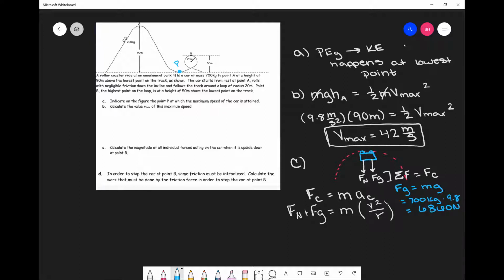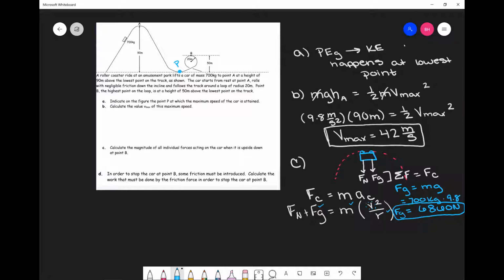So there's one of our forces. That actually takes care of one, but we want to know our force normal too. We know this value, we know this mass, we know the radius, but what we don't know is our velocity. Well, if we think about this problem in the same way that we thought about it in part B, we can actually calculate our velocity at that point.